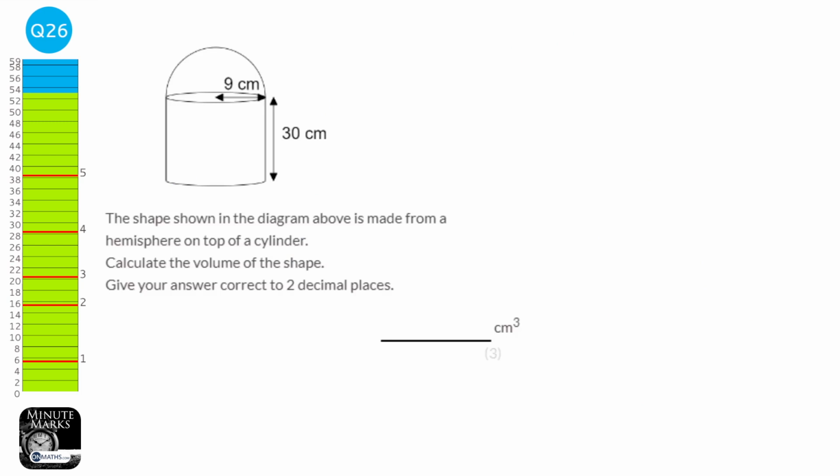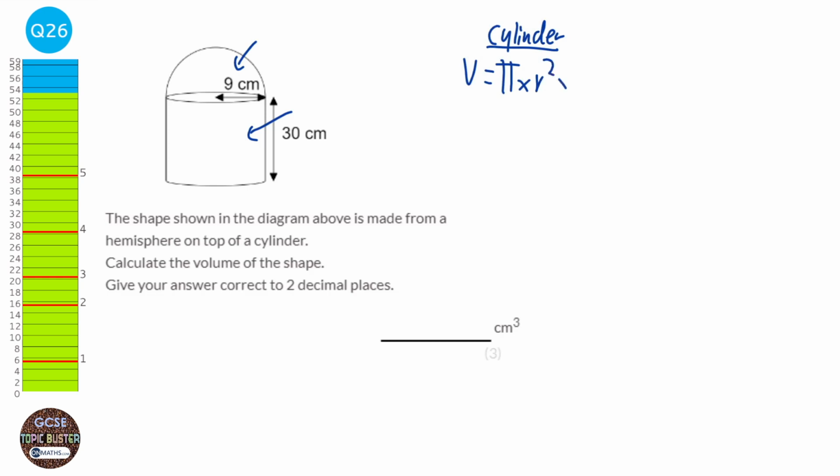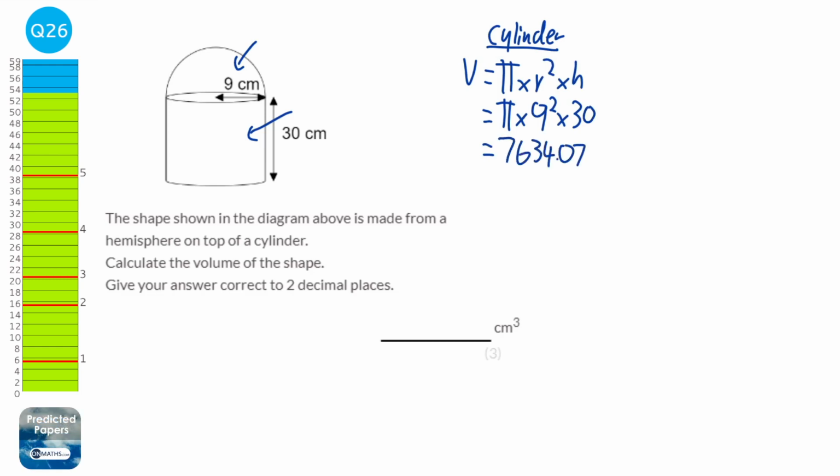There are 2 shapes we need to find the volume of. There's this cylinder here and this hemisphere here. So we might as well start with this cylinder. And the formula for the volume is pi times r squared times height. So the radius is 9, so 9 squared times the height, which is 30. And when we work that out, we get 7,634.070 blah blah blah.